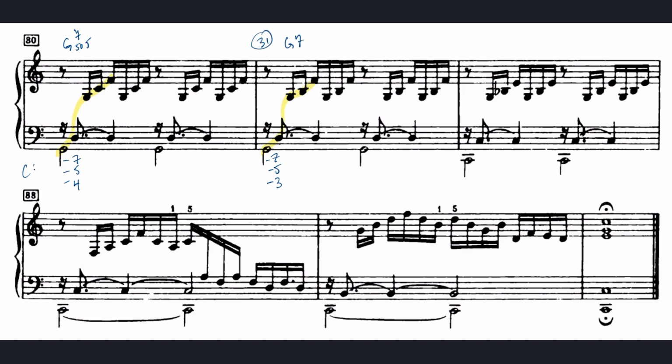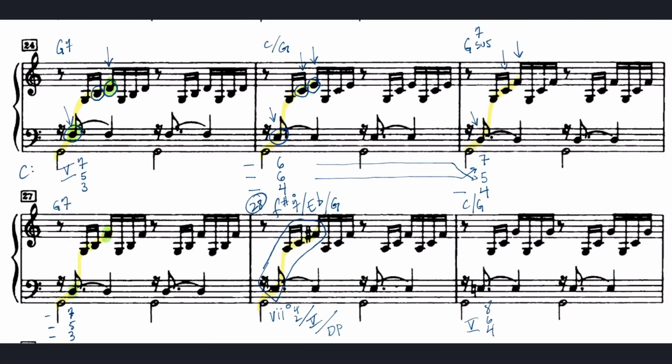So here's what all of that sounds like. I'm not going to flip through the screen, but you will be able to hear it. So going back to measure 24, here's what the texture of the music sounds like in real time.